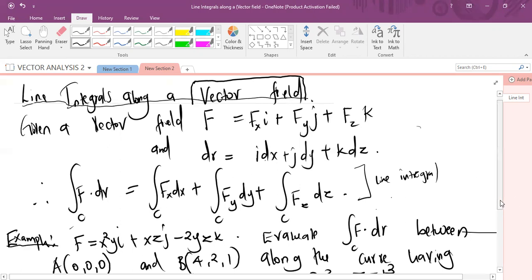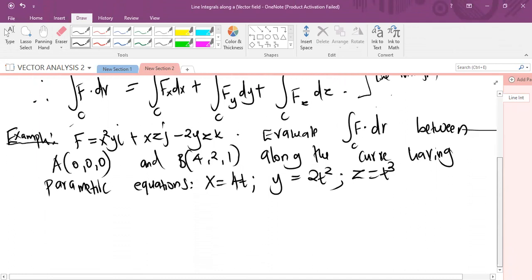Now, given a question here, we're being told our vector field F is given by x squared y i plus that. Evaluate the line integral between the given limits. So the solution basically entails us writing the whole of that line integral with respect to the new variables. The curve is given by the parametric equations x is equal to 4t, y is equal to 2t squared, z is equal to 2t cubed.